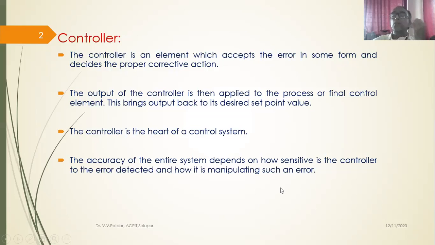So the controller has to be sensitive. In a sense, it should be able to detect the smallest of errors, and it should be able to generate an output, which is also called a manipulated variable, that will be acting on the actuators, and ultimately the system parameters are controlled.